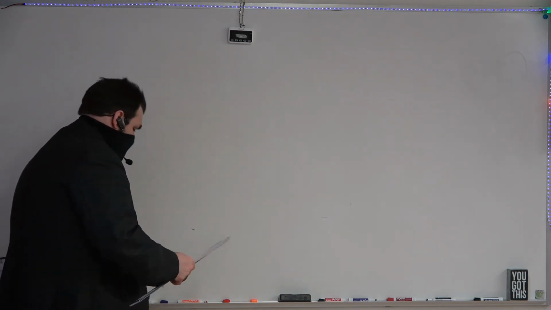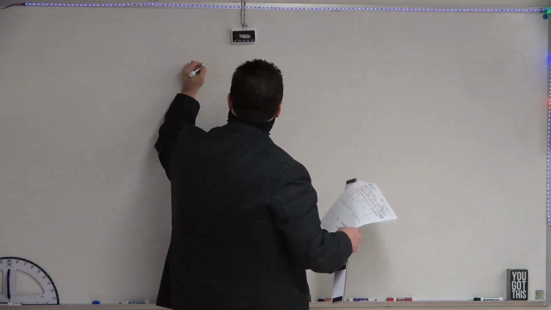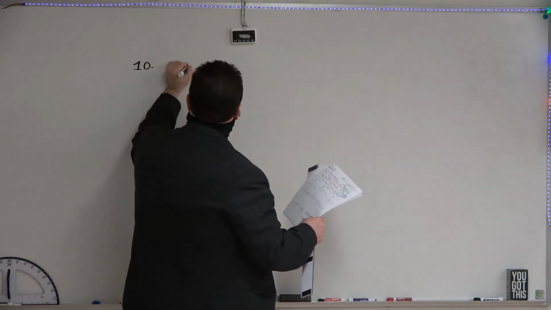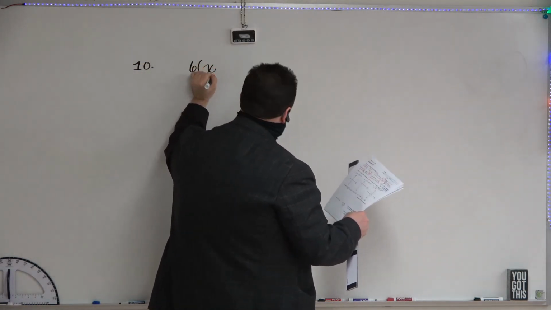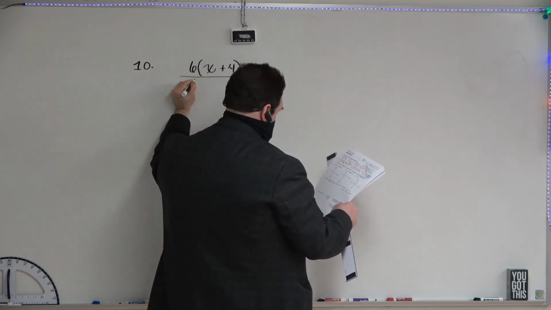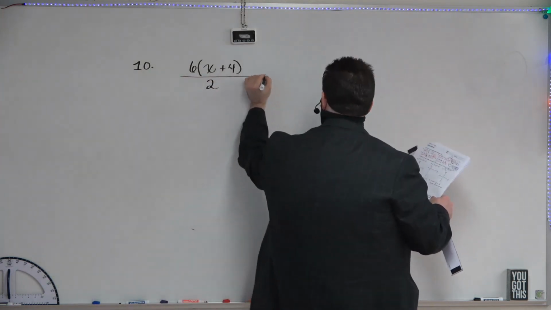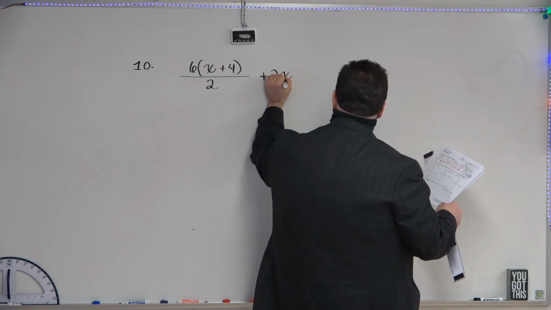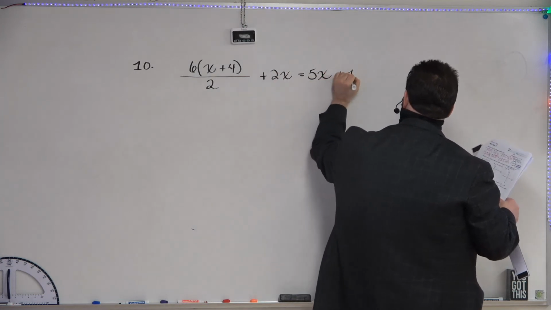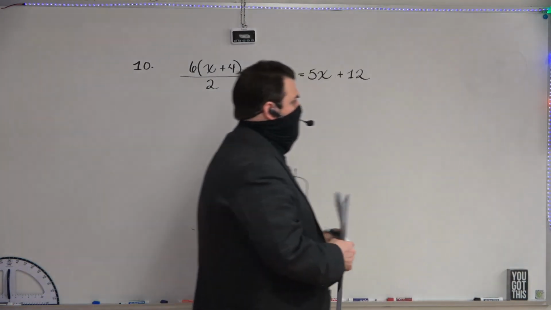Number 10 looks really hard. Did anyone solve it, by the way? Joey, did you solve number 10? Ooh, okay. Let's take a look at that. So here's number 10. 6, open parentheses, x plus 4, close parentheses, over 2 plus 2x equals 5x plus 12. We're asked to solve for x.